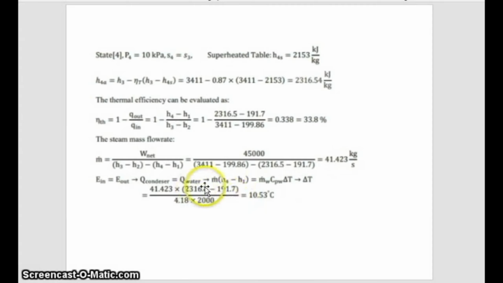And for C, delta T. Okay, for Q out, that means m dot times (H4 minus H1) is equal to m dot w Cp delta T. So you want to find delta T, simplify, rearrange this equation, then you get 10.52.